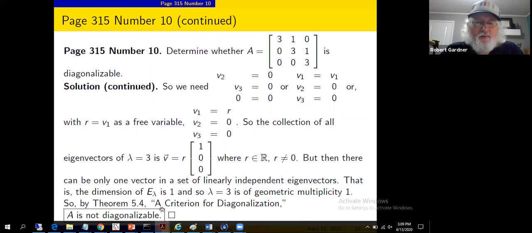So says theorem 5.4 for diagonalizability. But here, it didn't work. Geometric multiplicity is 1, algebraic multiplicity is 3. They're not the same, so matrix A is not diagonalizable. In a sense, there ain't enough linearly independent eigenvectors for matrix A.